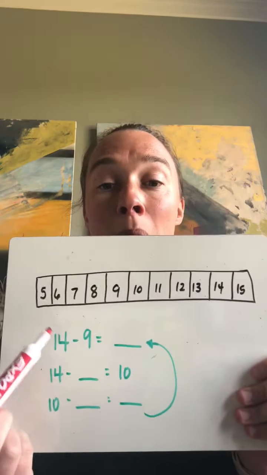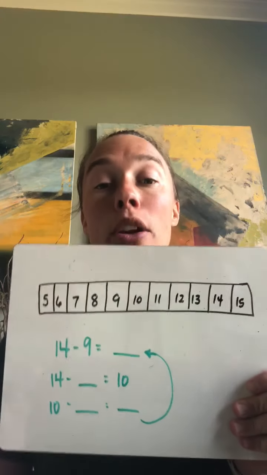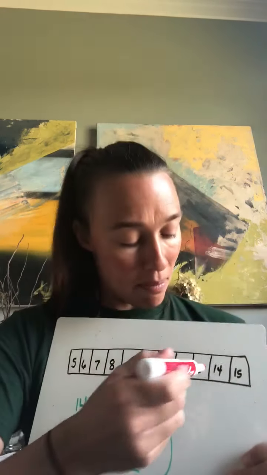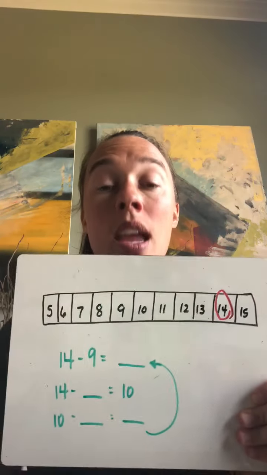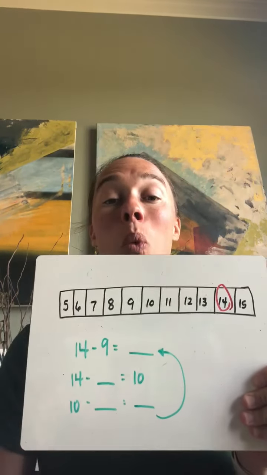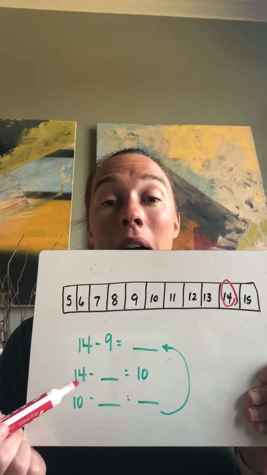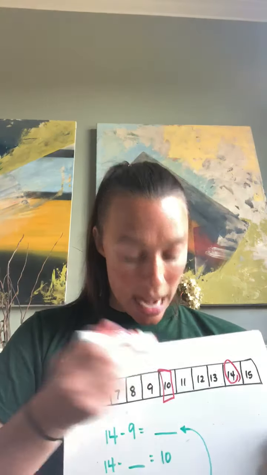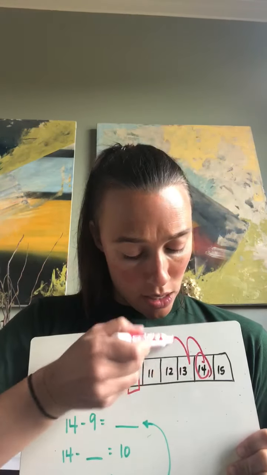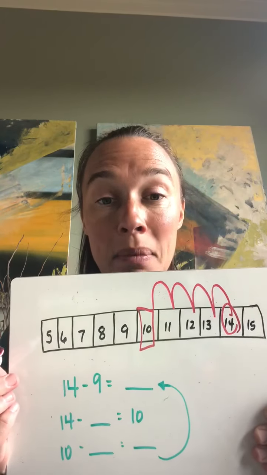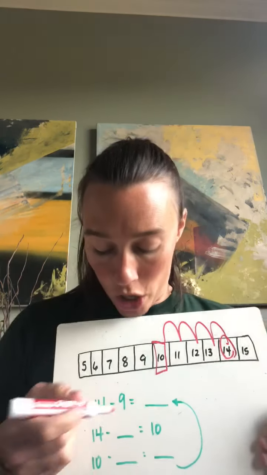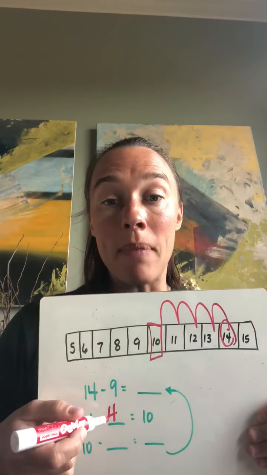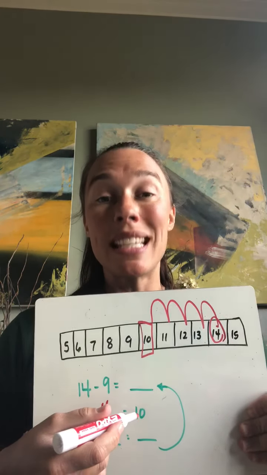Okay, now we're going to do another one with our number line again, okay? So my problem is 14 minus 9. So where should I start? Okay, I'm going to start at 14, so I'm going to circle it. Okay? Now, I need to get back to what? Not to 9. I need to get back to 10. So here's my 10, and I got to get back to it. So help me count. 1, 2, 3, 4. How many hops did it take me to get to 10? 4. Good. So it's 14 minus 4 equals 10.